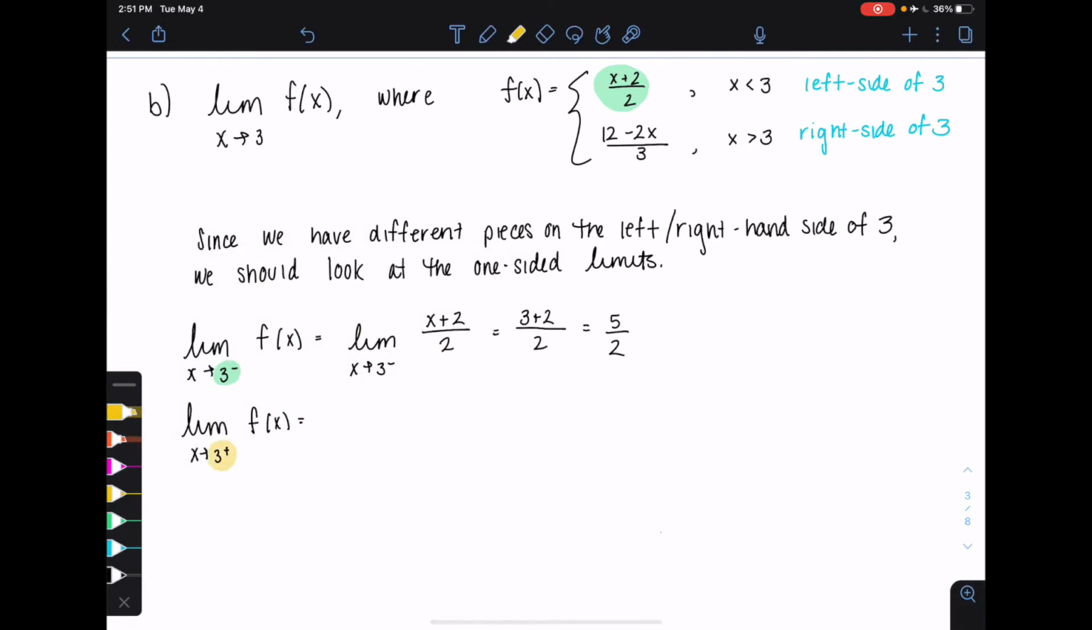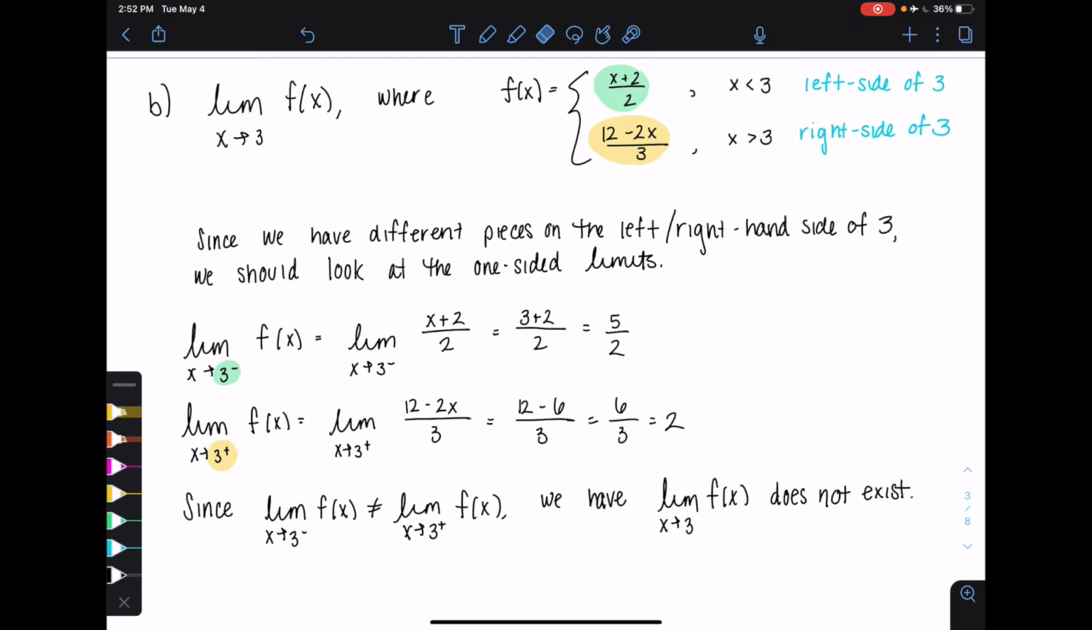Then if I'm approaching 3 from the right, that means I'm picking values bigger than 3, which is this piece here. So I'm going to use this other rule inside my limit. So my function for values greater than 3 is 12 minus 2x over 3. Again, no problems just plugging it in. So you would get 2 times 3, which is 6. So 12 minus 6 is 6, divided by 3 gives us 2. So ultimately, since these one-sided limits are not equal, the overall limit does not exist.